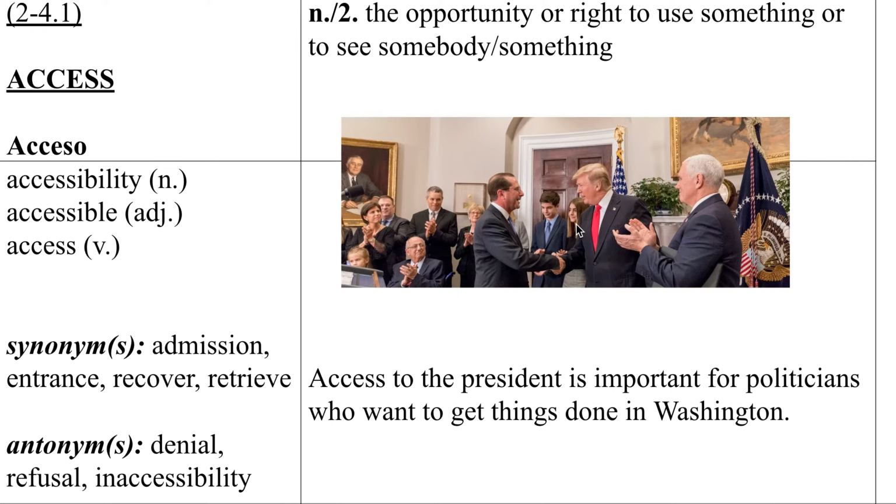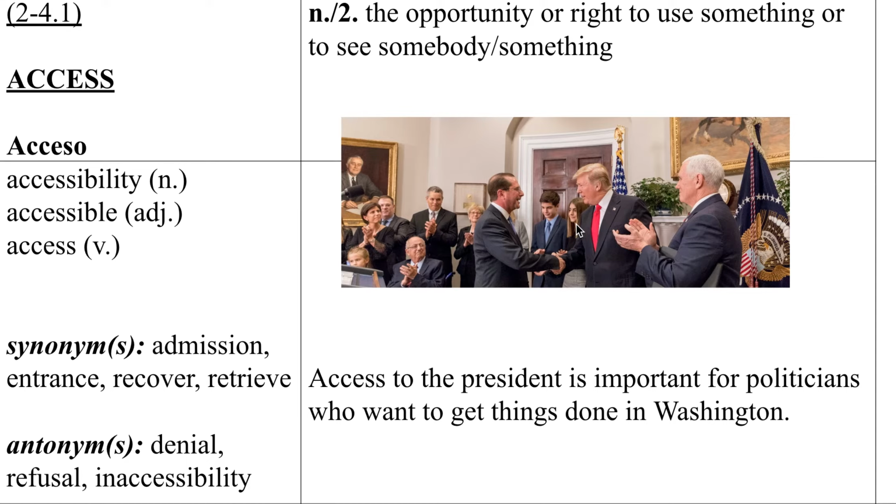So only a few of them get access, which means they can go in and see, looking at the definition, being able to, having an opportunity or right to see somebody. So people who have access to the president, they can go talk to the president. That means that they can get things done because they can tell the president what they want. So they are able to see the president.